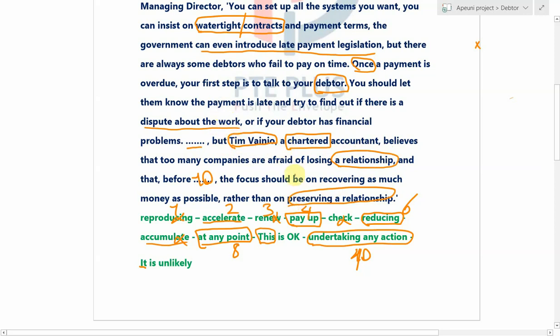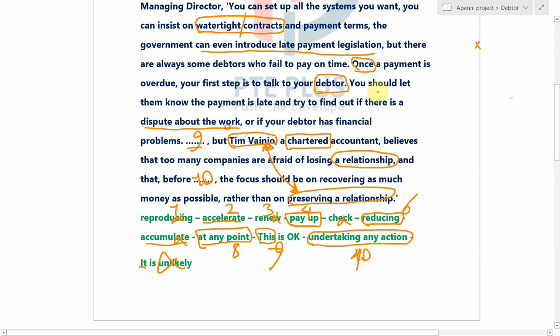Before this statement, we were talking about having good communication with your debtor. Here it says, this is okay, you can have good communication. But he says something else. When you say it is unlikely, it means having a good connection with your debtor is unlikely. It's not probable. It doesn't happen. It will happen, and if it happens, it's okay. But here he says something else: shift or switch your focus from preserving a relationship to recovering as much money as possible.